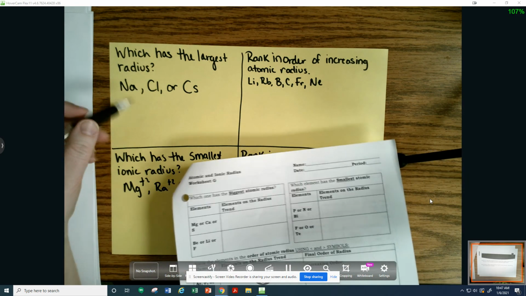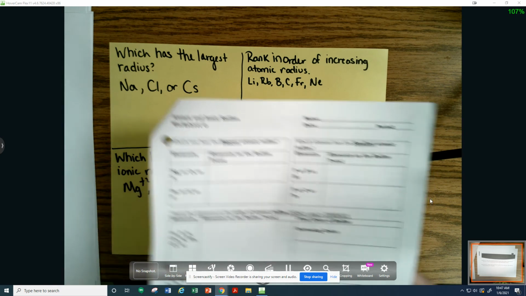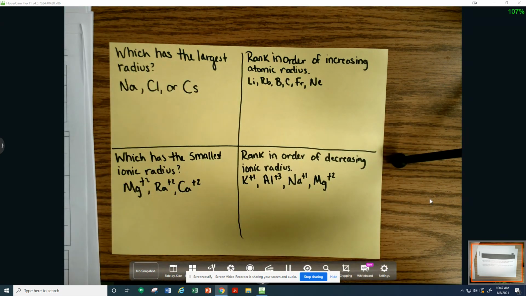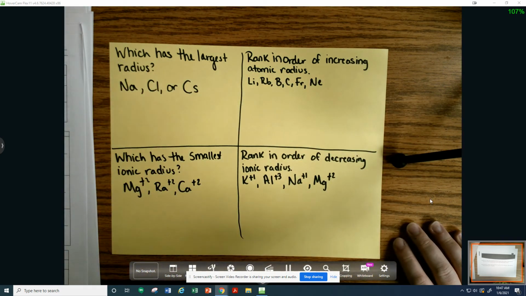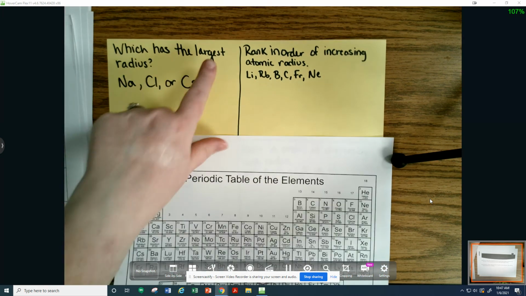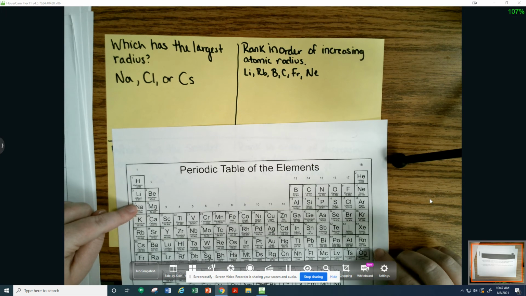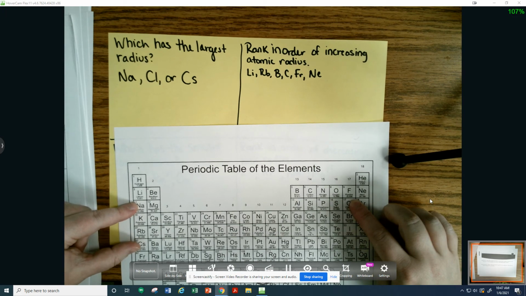So the first problem I'm going to do is this one in the upper left-hand corner, and that will kind of help you with these first 2 problems on the homework. So it asks, which has the largest radius, Na, Cl, or Cs? To do this, you need a periodic table, and you're going to find all 3 of these. And it's asking for largest here. So you identify your 3 elements. So we have sodium here, chlorine here, and cesium here.